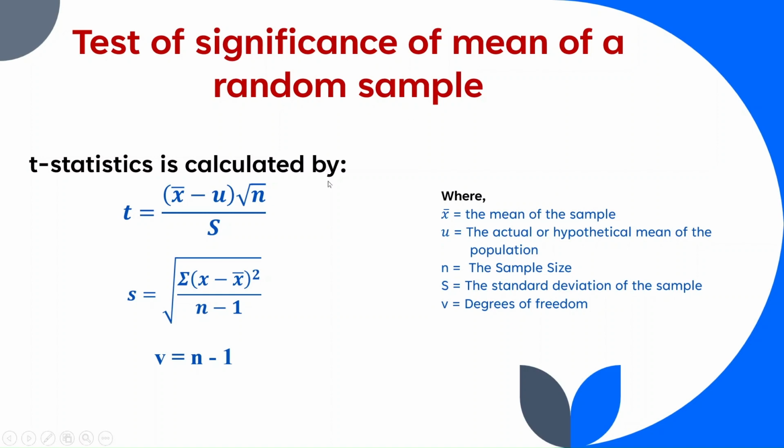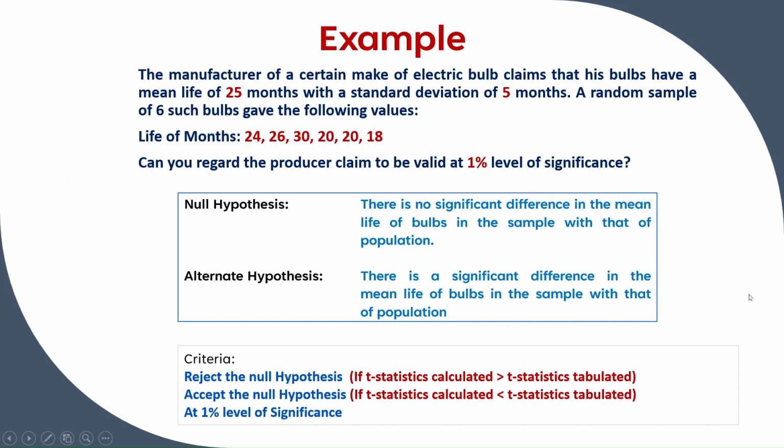Let's understand this test by an example. So here we have an example. The manufacturer of a certain make of electric bulb claims that his bulbs have a mean life of 25 months with a standard deviation of 5 months.